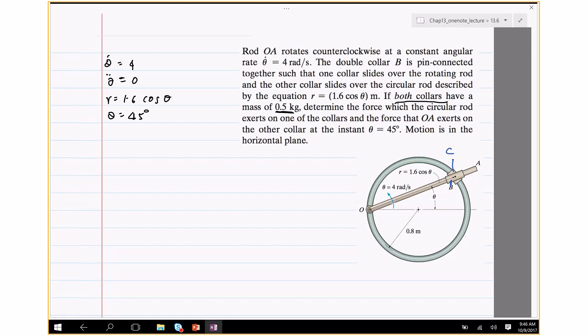It's a kinetics problem. You've got to draw a free body diagram. Now, since you're given the mass of the two collars, both collars have a mass, I would draw a free body diagram of both the masses because that's how I can write F equals ma. So, a free body diagram of both collars would be something like this.